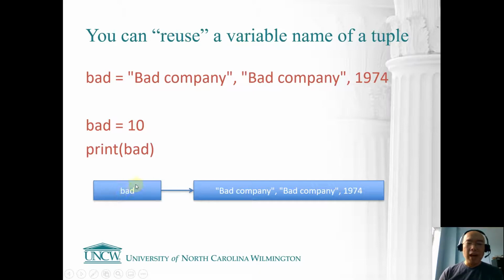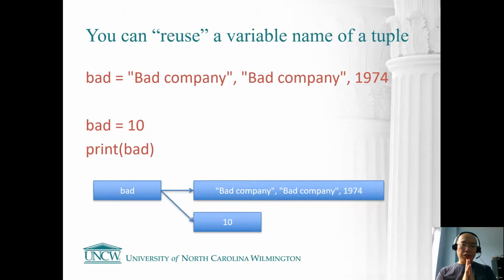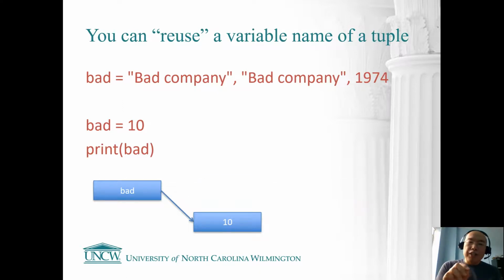Originally, we have bad as a variable name, right? And then this variable name refers or points to a tuple, bad company, 1974. Okay, so this is fine. And then if we do the second line, which is bad equals 10, what happened? The bad is still the variable name, but now it's pointing to a new value 10. So my question is, it seems that we are changing something, but are we changing a tuple, or are we changing the reference of a variable name? Eventually you will find we are changing the reference of the bad as a variable name. We are referring from the bad variable name to a new value 10.